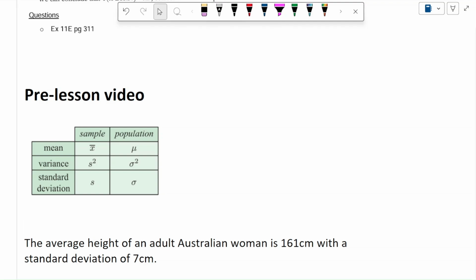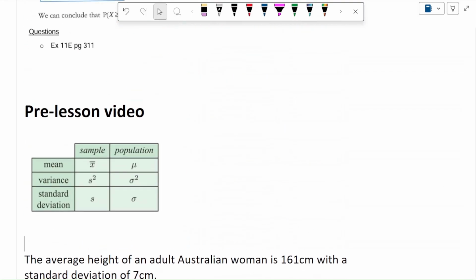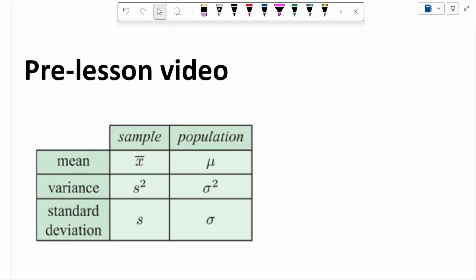In this video, we're learning about normal distributions. Sometimes they're called bell curves because it kind of looks like a bell. So previously we learned about some important statistics.